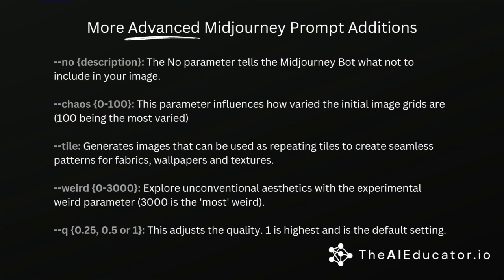Then the last one is quality. It's not necessary, this one, as the default quality is always on the highest setting. But if you're looking to lower the quality, you can type --q, and after a space, type in 0.5 to half the quality of an image, or 0.25 to quarter the quality of an image. So some really nice ways to add to your design by adding some further parameters to the end of your prompts.